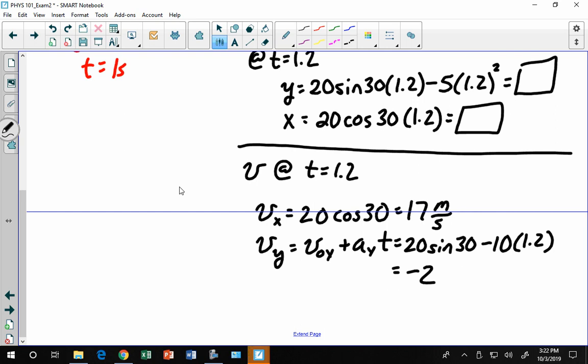Okay, I know this is all really fast, so I just want to make sure we have all these different options, because it could be any one of these. From here, those are the x and y components of the velocity. To find the actual velocity, the magnitude of the velocity, you would say the square root of 17 squared plus negative 2 squared to find the magnitude of that vector.